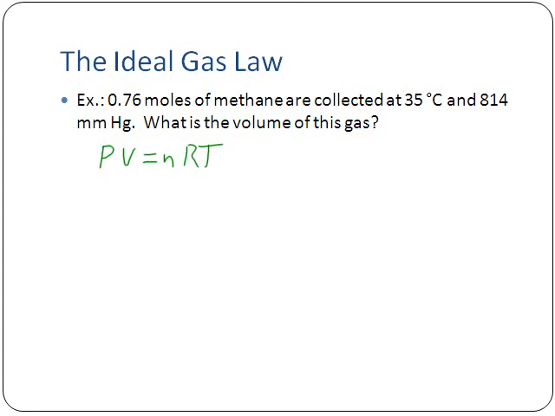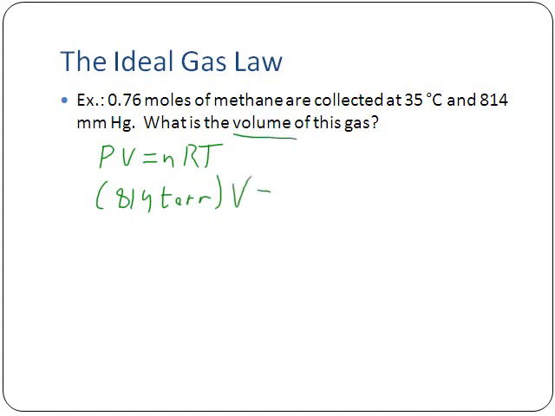So in this case, we're going to have to convert from millimeters of mercury to torr. Fortunately, that's easy because 1 millimeter of mercury is equal to 1 torr. So this is just going to be 814 torr. Got lucky on that one. Times the volume. Do we know the volume? It says, well, what is the volume? So we don't know that.